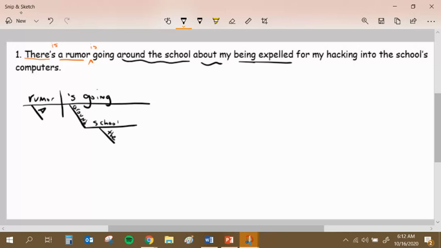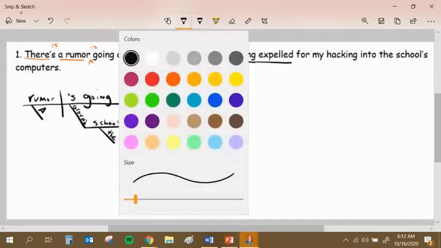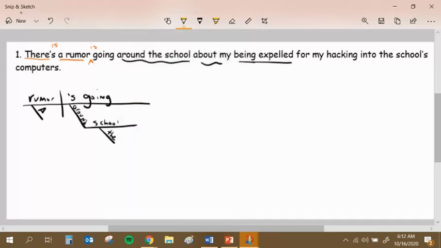So think about where it is. It's right next to the word school, but it's not a school about being expelled. That doesn't make any sense at all. So let's get rid of that. That could be confusing. So let's try a different color. Maybe that might make it easier. That's pretty. So in this case, it's not this school about being expelled, but I would say it's a rumor about being expelled. Yikes, I'm going to have to squeeze this guy over here.